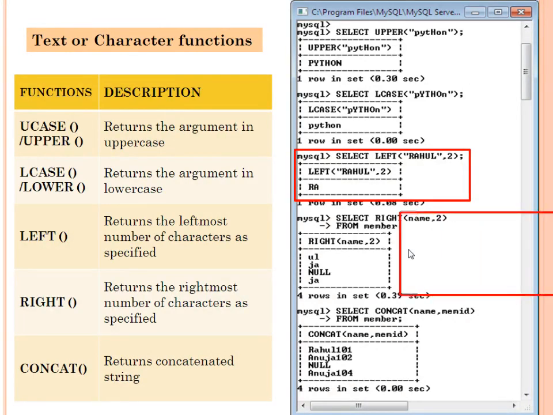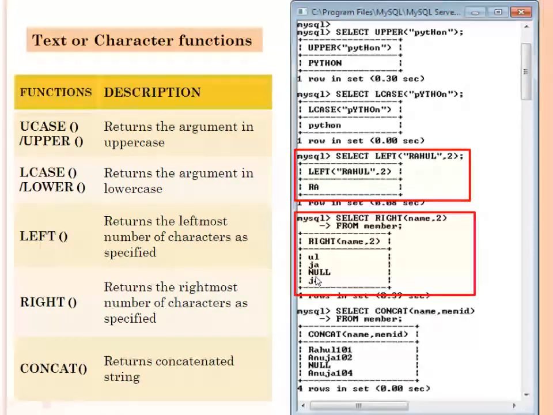So see here in the example, select right name comma 2. So we have taken name, the attribute of the table member. Comma 2 means I want only two characters from the right side. So now see the example, and the answer will be UL, JA, null and JA. Means maybe the first name is Rahul, so the last two characters are there.